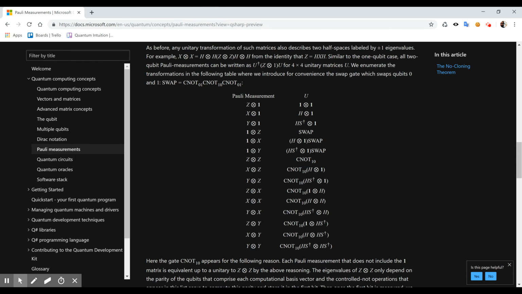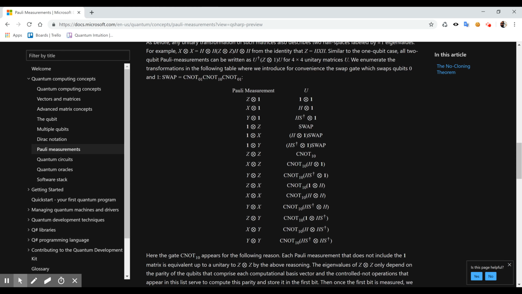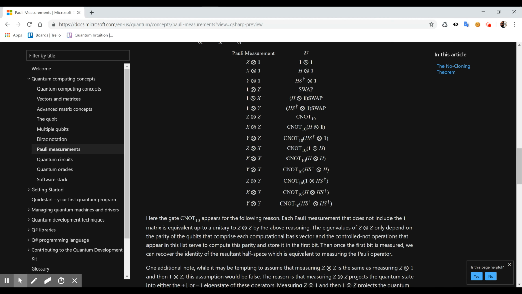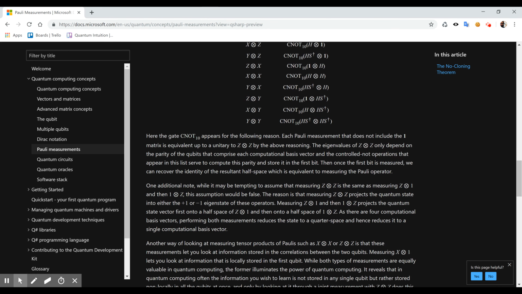Pauli measurement. So I get it. That sort of summarizes other ways to see those measurements, right? For example, the measurement X tensor product Z, it's the same as a C naught. But I don't see the utility of that yet.